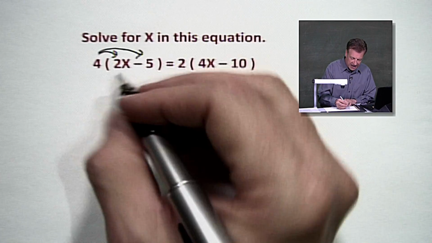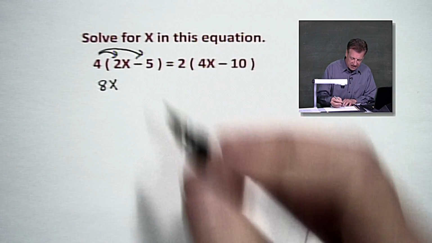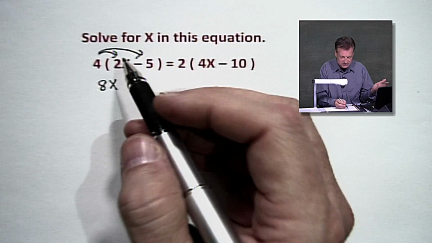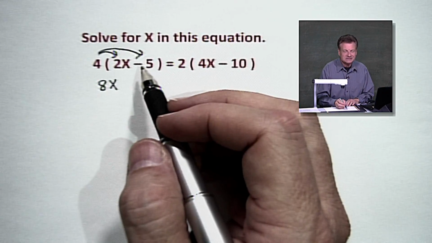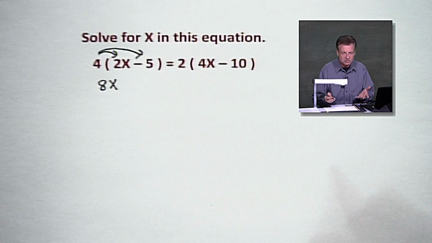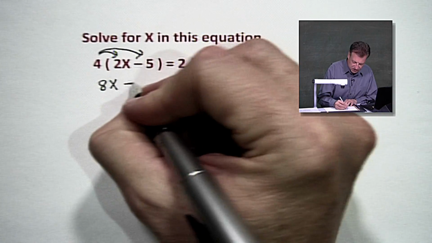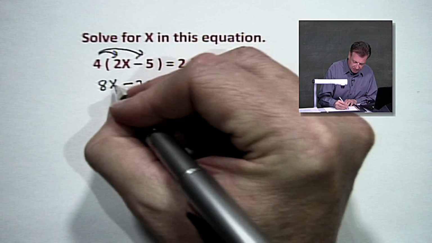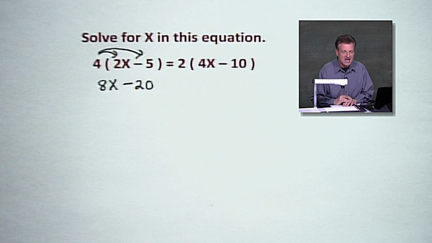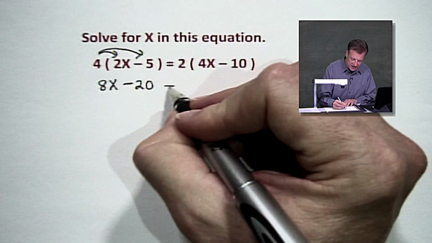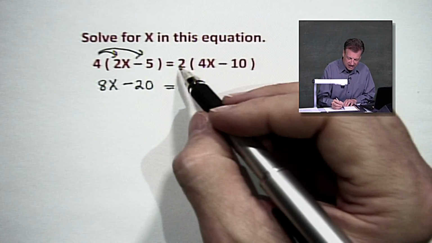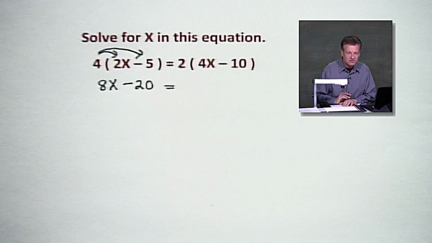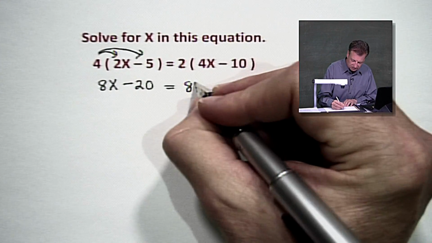And we're going to get 8x, because that's what 4 times 2 will do for us. Then we're going to take this 4 times a negative 5, or you can say 4 times 5 and we'll subtract it. It's going to give us minus 20. There, the left side is ready to go. Let's take a look at the right side. On the right side we have 2 times 4 again, which is 8x.